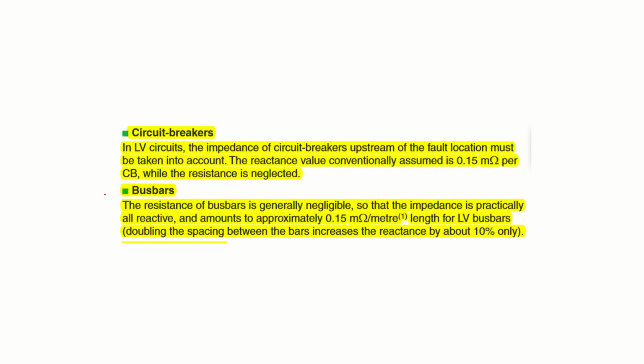Now let's continue with the bus bars. The bus bars are thick copper bars that will carry current from one point to another. Since they are very thick, we will consider that their resistance is negligible, and we will take only their impedance, which is equal to 0.15 milliohm per meter. So according to the length of the bus bar, we will calculate its total impedance.